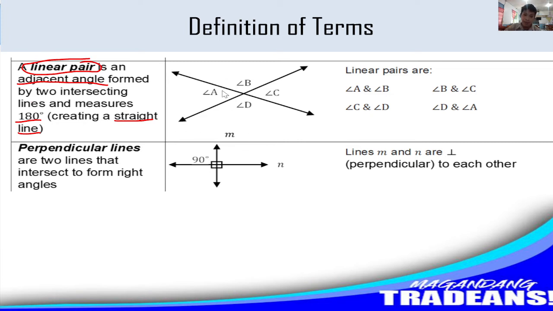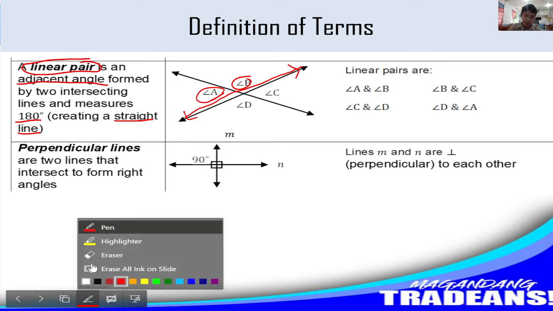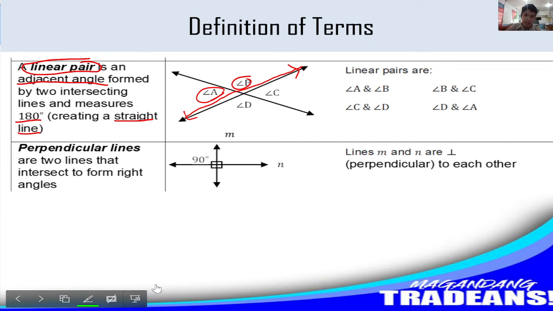Okay, take a look at this. Angle A and angle B forms a linear pair. Yan po. So, magsulat ang aking ballpen. Yan, angle A and angle B forms a linear pair. Bakit po? Nakakreate po sila ng straight line. Ito po yung straight line nila. Yan. Okay, next. Si angle B naman at saka si angle C, naka-create din ng straight line. Ito po yung straight line nila.